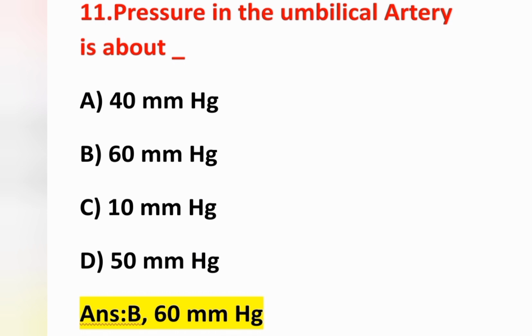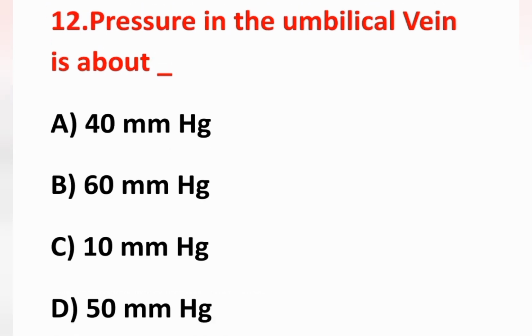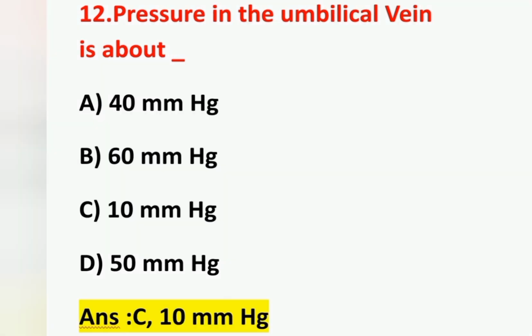The next question, pressure in the umbilical vein. Previous question was pressure in the umbilical artery. This is umbilical vein. Options are option A 40 mmHg, option B 60 mmHg, option C 10 mmHg and option D 50 mmHg. Correct answer is option C 10 mmHg. Pressure in the umbilical artery is 60 mmHg and umbilical vein is 10 mmHg. This is an important question.